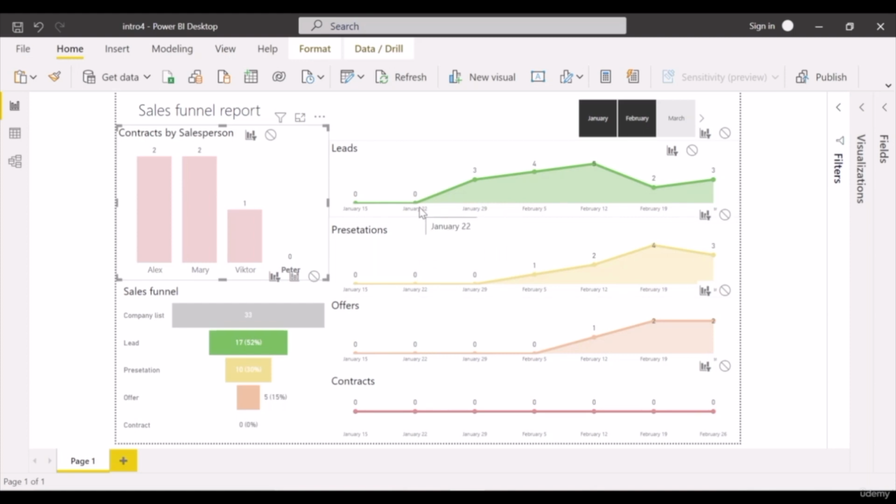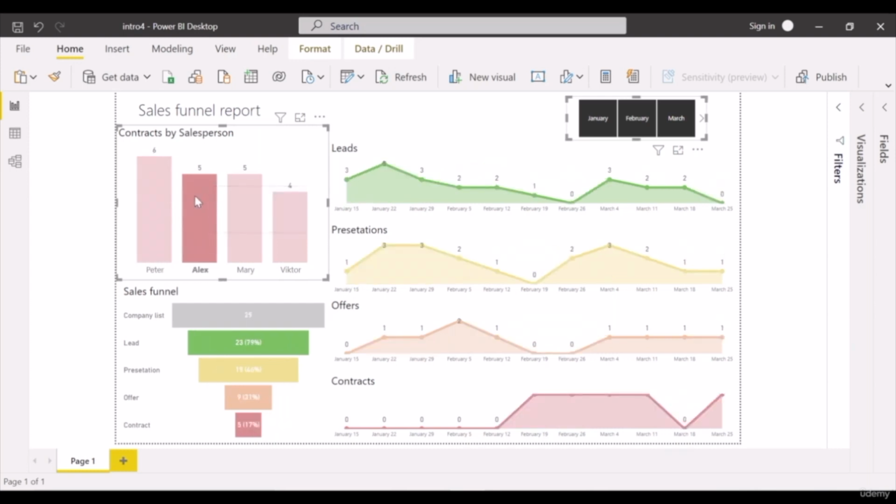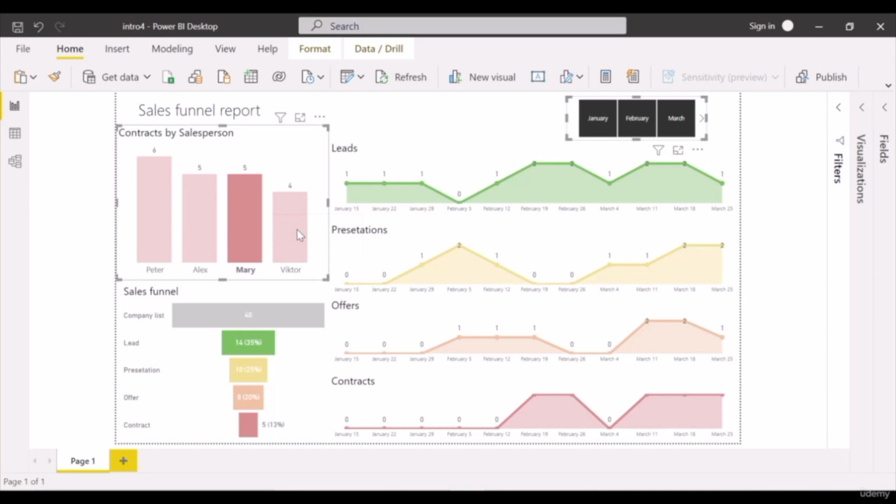So, if we show his result according to the result of 3 months, we can say that Peter is the best salesperson. He signed 6 contracts. As well, Alex increased the number of his leads in the presentation and ensured a sustainable outcome. Mary and Victor work together and their conversion is balanced.